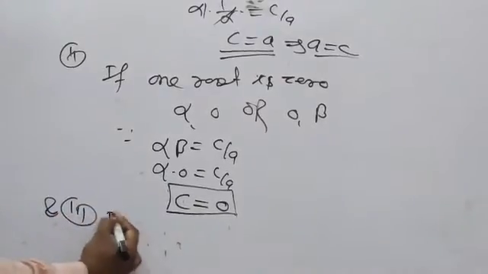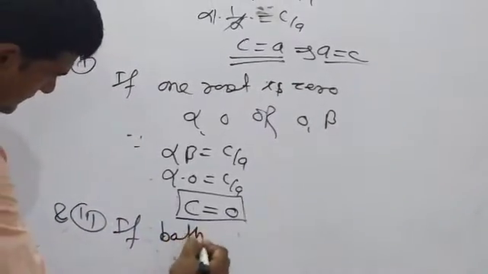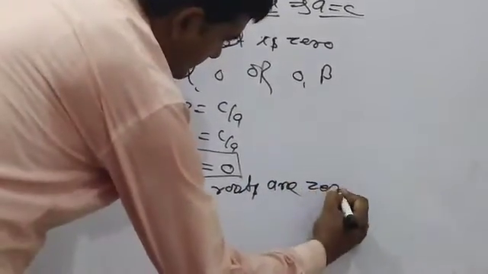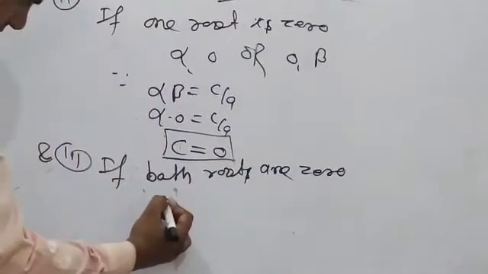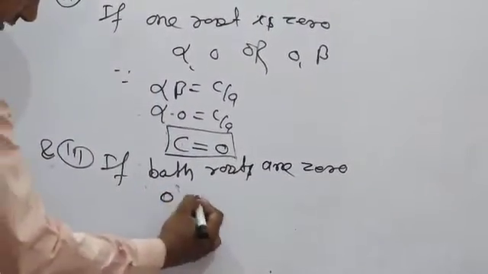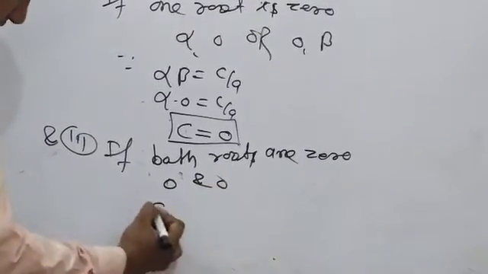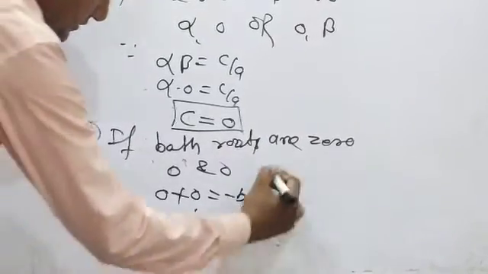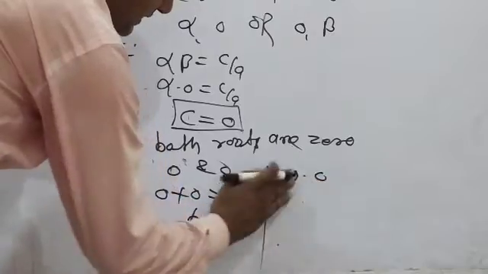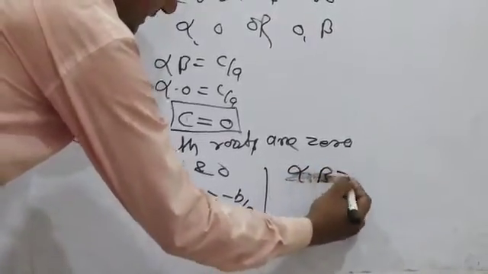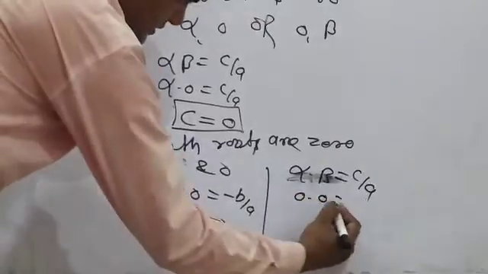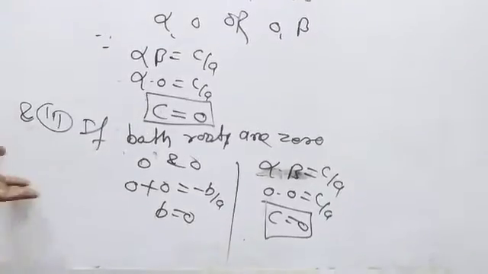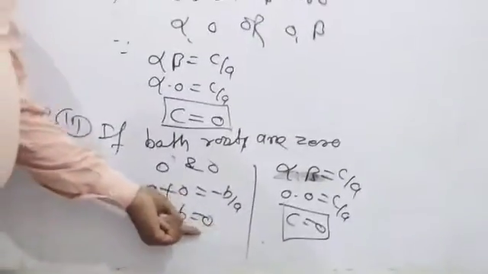And if both roots are 0, clear? Means alpha is 0 and beta is also 0, then 0 plus 0 is equal to minus b by a. Then b is equal to 0. And 0 into 0: alpha into beta is equal to c by a, so 0 into 0 is equal to c by a. Then c is equal to 0. It means when both the roots are 0, then b is equal to 0 and c is equal to 0.